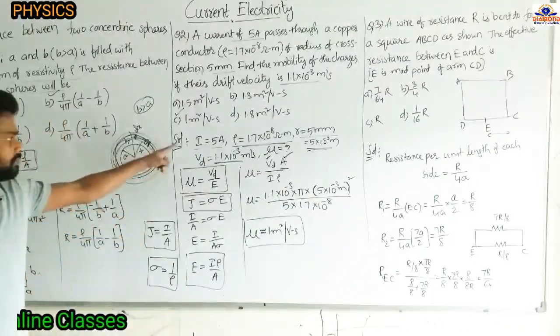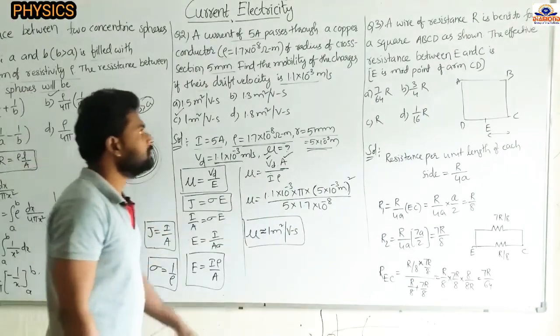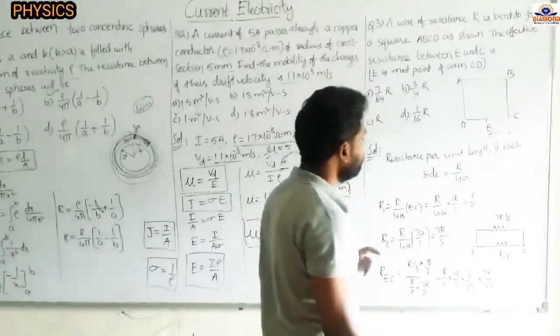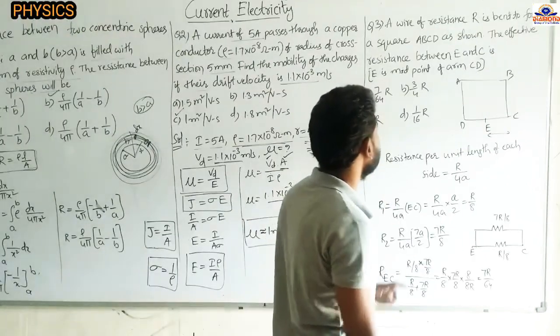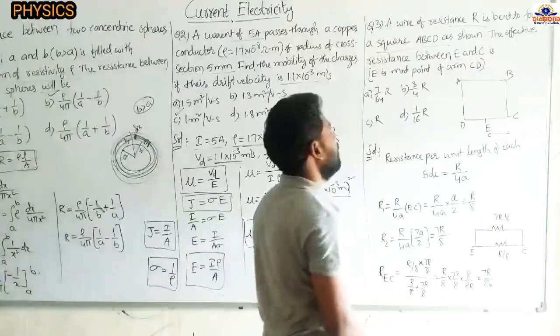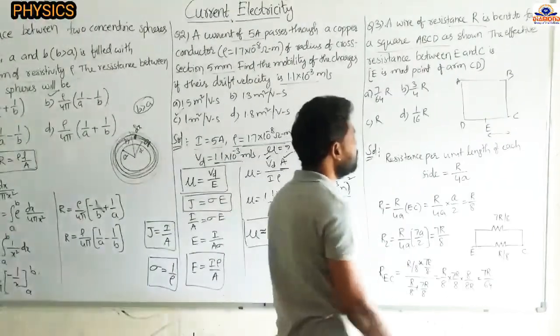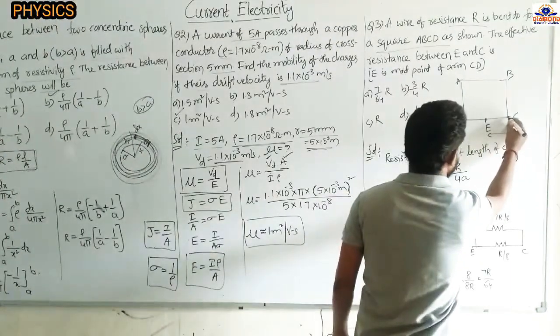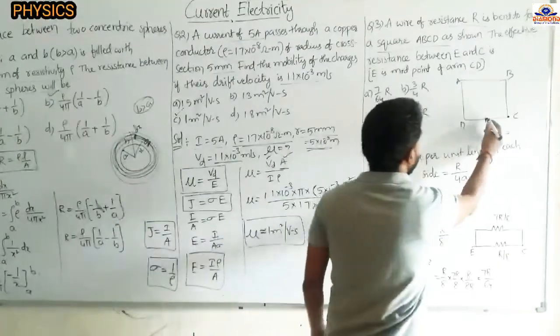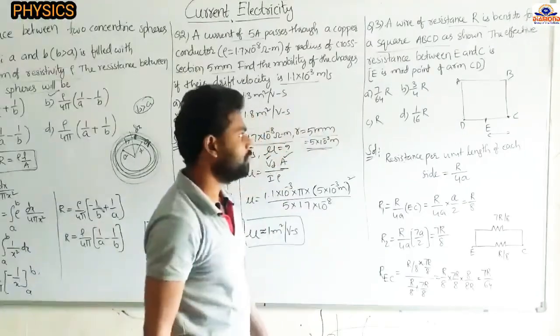So remember these formulas, and if you remember them you can solve any question easily. Now see the next question, a very important question. A wire of resistance R is bent to form a square ABCD as shown, diagram given. We have to find the effective resistance between E and C. E is the midpoint of the CD arm.